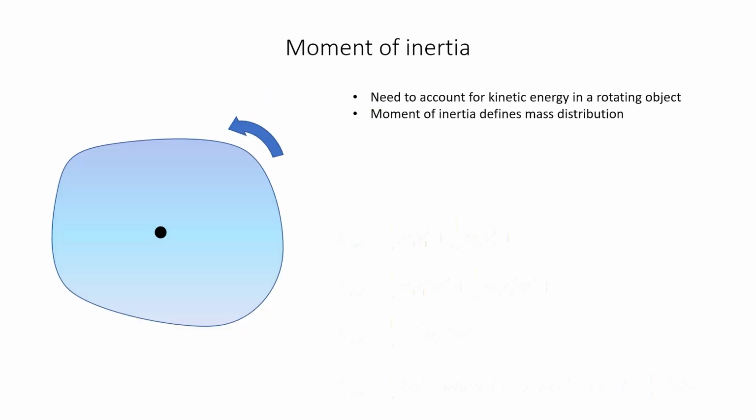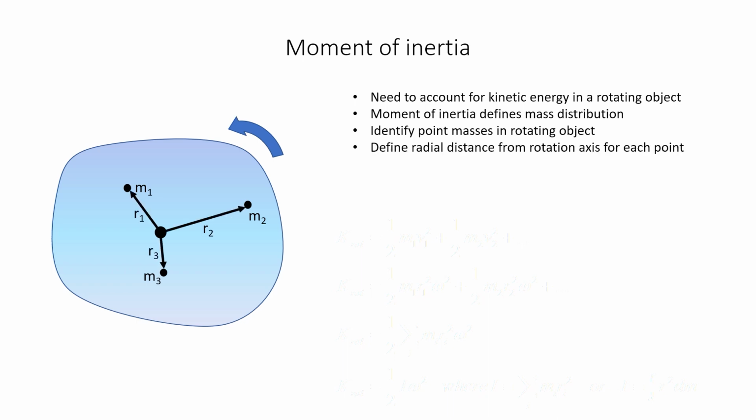Let's consider a rotating object. Even if the object isn't moving, there's kinetic energy in the object because its particles are moving through space as they rotate around the axis. What we can do is start by defining point masses everywhere in the rotating object. Each one of those point masses has a radial distance from the axis of rotation.